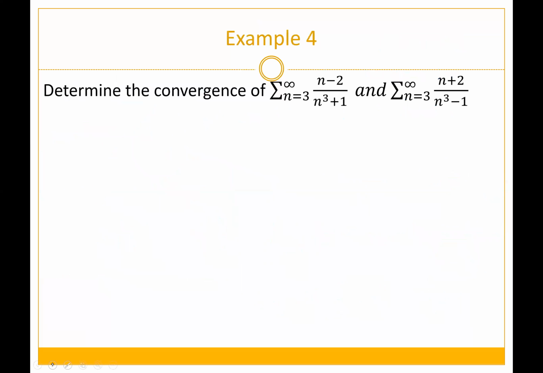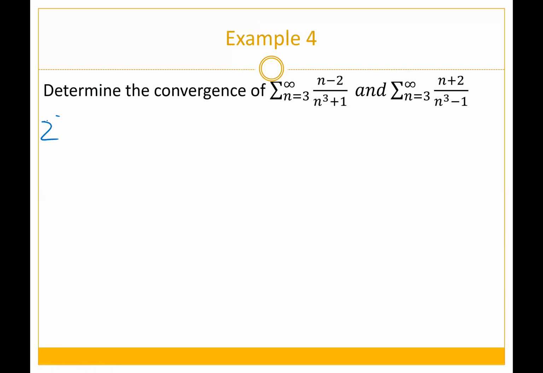Now example 4, determine the convergence of these two series. And this is where I said the limit comparison test comes into place. You're going to see one fact is that for one of these two series, one can be determined their convergence by the direct comparison test, and one cannot. So that time you have to use the limit comparison test. And so let's start with the first one.